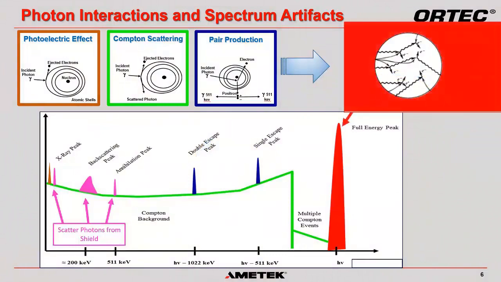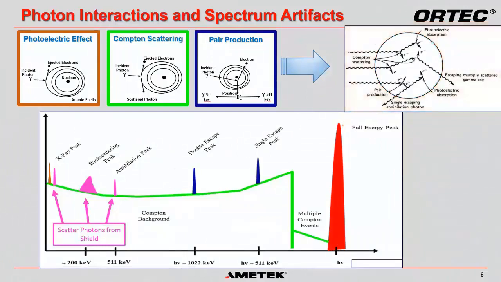If all of the incident photon energy is retained in the detector, then the electronics will register a pulse equivalent to the incident photon energy, and a full energy peak will develop in the spectrum as data is acquired. This is the signal of interest for nuclide identification.